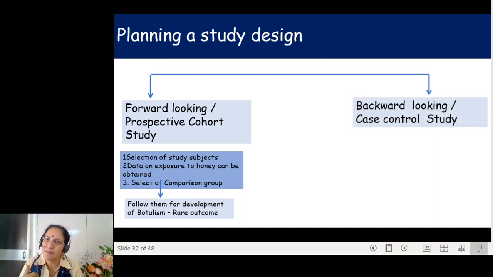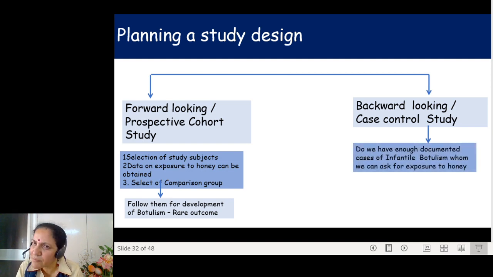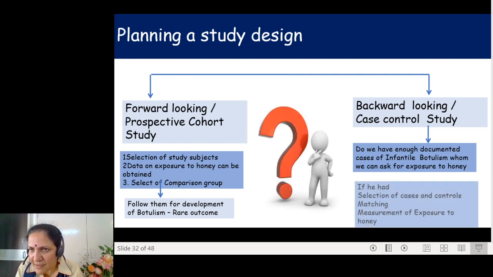Let me start by thinking: can I do a backward-looking study, or a case-control study, because there is a rare outcome, and supposing we have some documented cases of infant botulism. So what can we do? We can select the cases and the controls. We can do matching, and when we have done that, retrospectively, we ask them about exposure to honey.